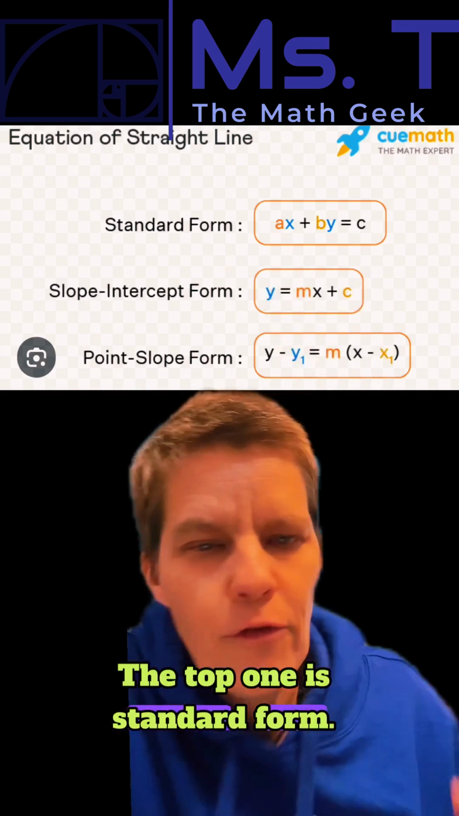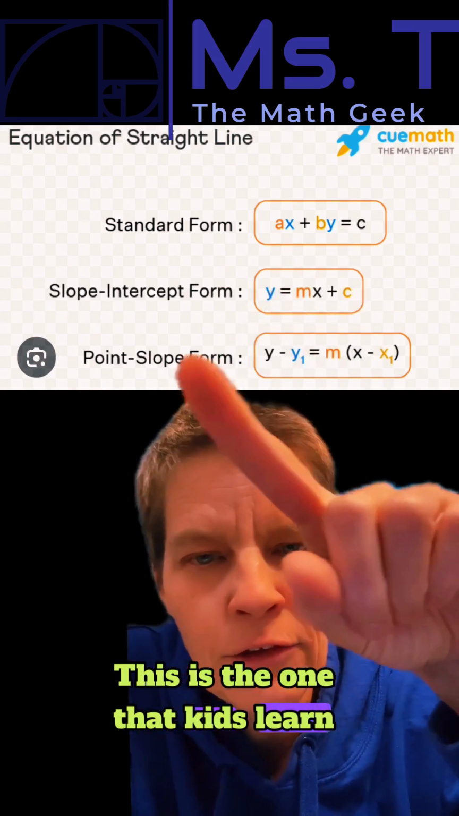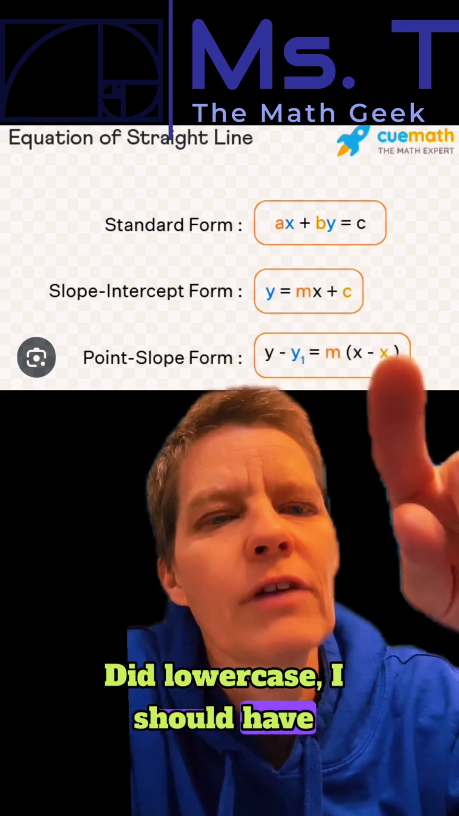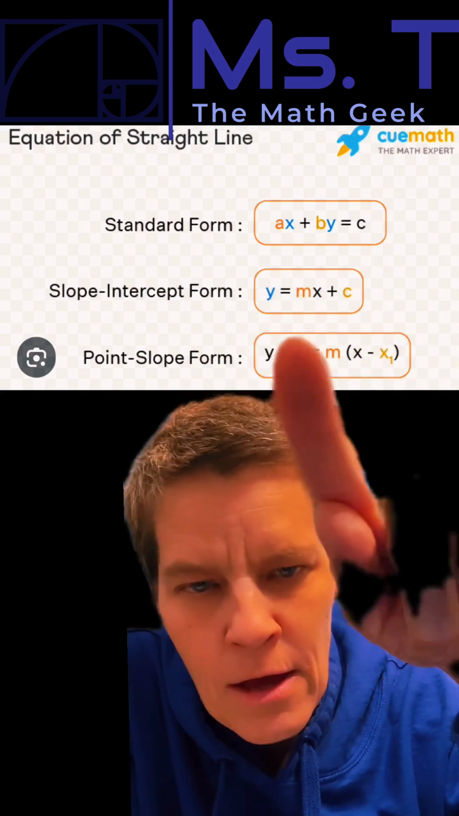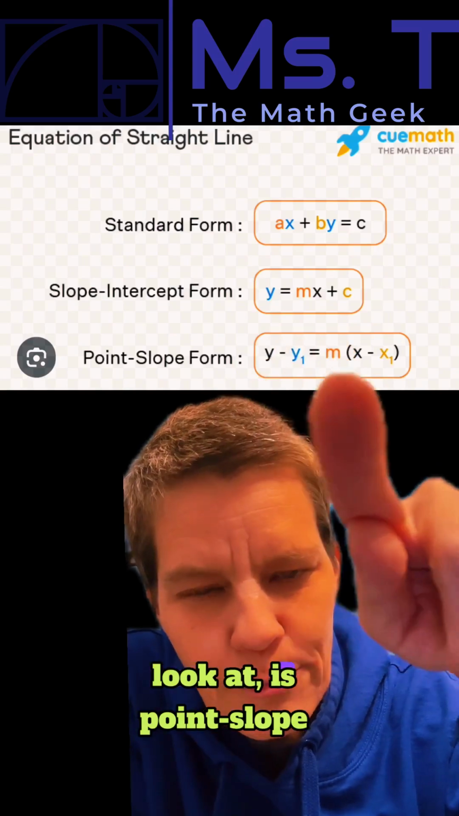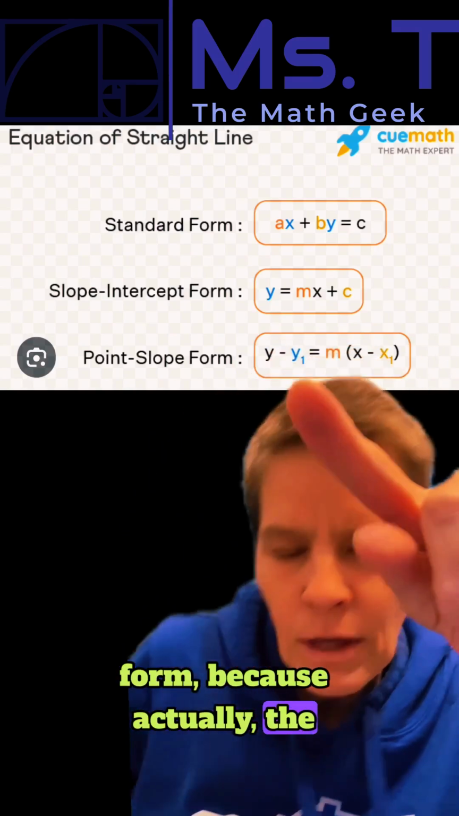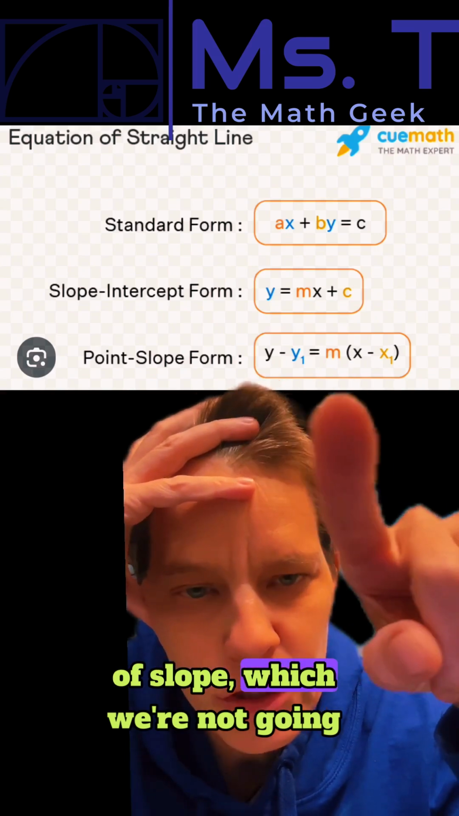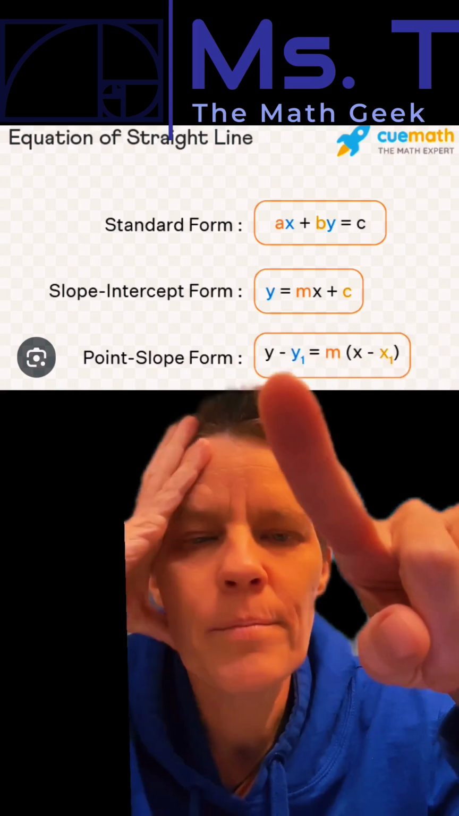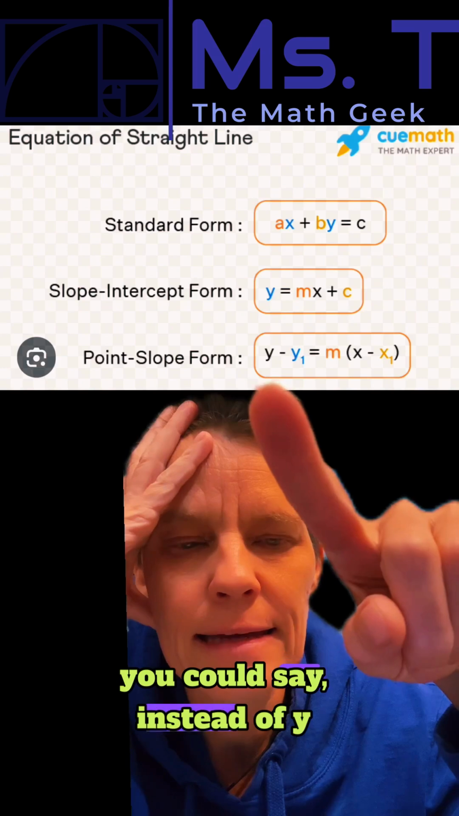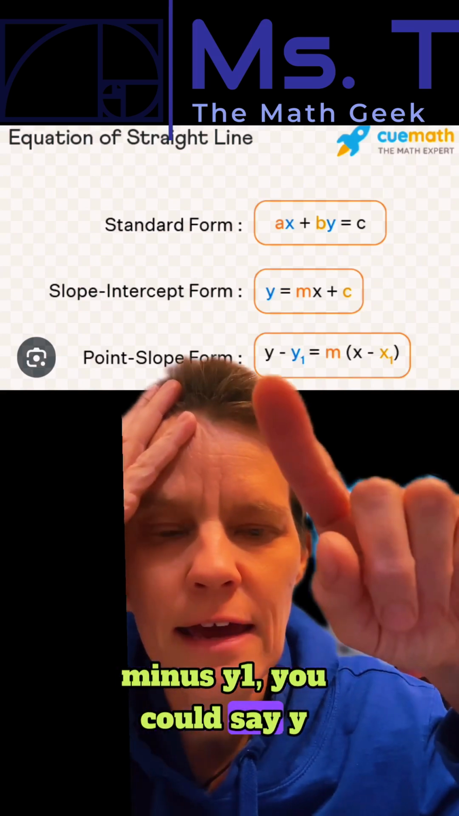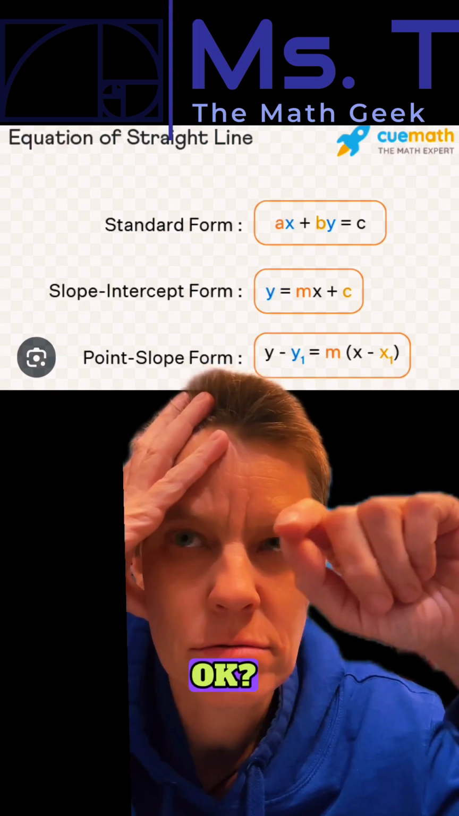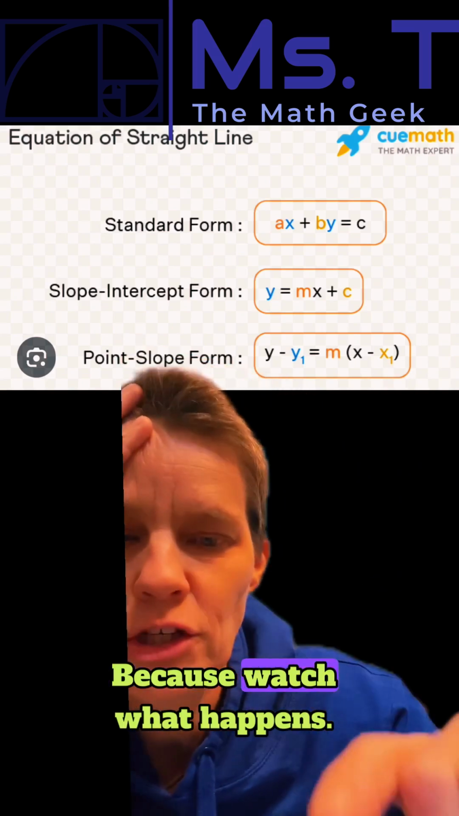The top one is standard form. This is the one that kids learn, slope intercept, right away. Standard is written. Ugh, they did lowercase. I should have gotten something else. Q math, bad on you. But this is the one I want to look at, point slope form, because actually the definition of a line comes out of slope, which we're not going to talk about right now. But you could say, instead of y minus y1, you could say y minus k equals m times x minus h. Okay? Because watch what happens.